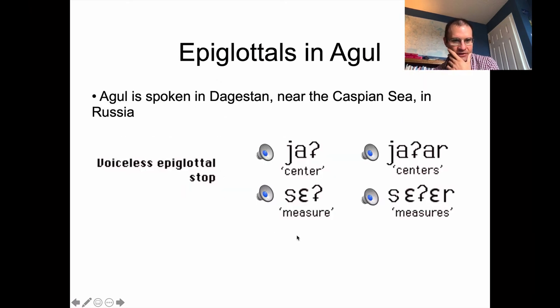Here are some epiglottal stops in a language called Agul, which is spoken in Dagestan, a region in Russia near the Caspian Sea. Sorry, I first said the language was Dagestan, but Agul is the name of the language. Dagestan is in southern Russia, near the Caucasus Mountains. There are lots of languages there which have lots of consonants, which makes it a fun region to study if you're a phonetician. And this is what epiglottals sound like in that particular language.